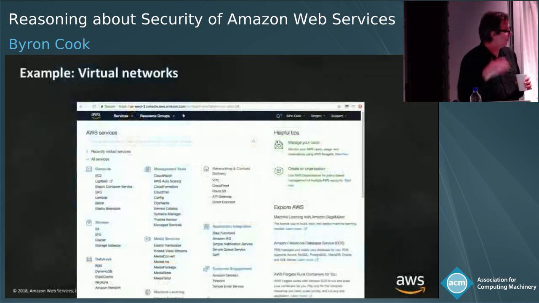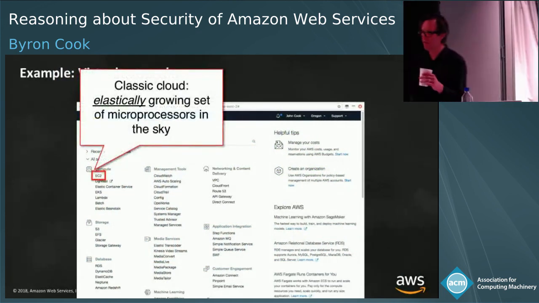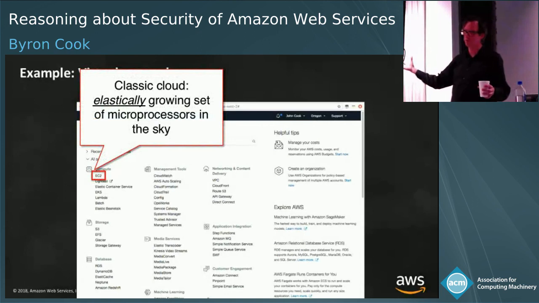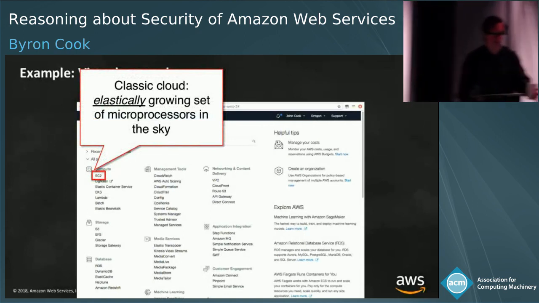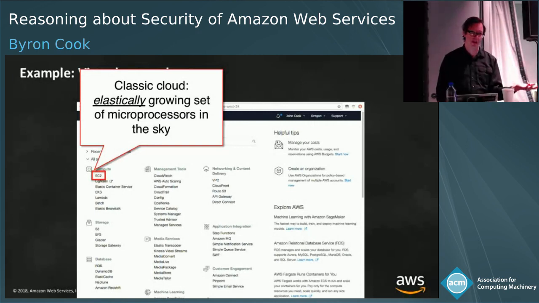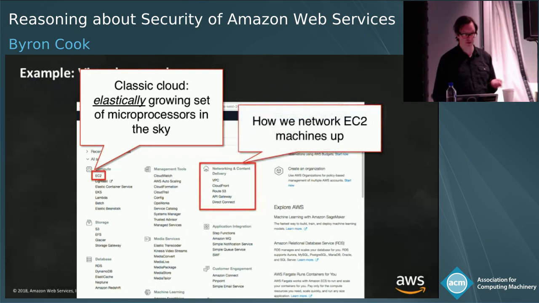All right, and then the last example is the idea of virtual networks. So it turns out that in this classic cloud scenario where you have many virtual machines, you network them together in weird and wonderful ways. And then there's all kinds of rules that you want to hold based on compliance, based on security posture, that you would like to hold of your networks. And they're hard to establish and hard to get right.